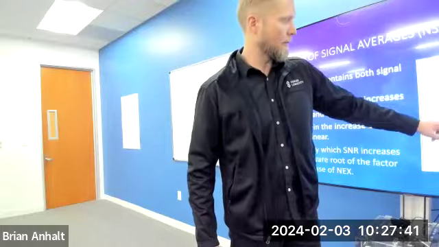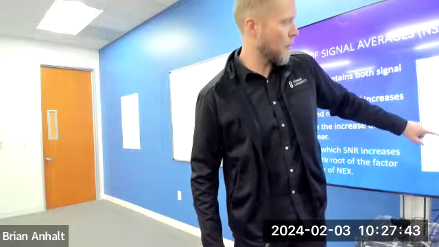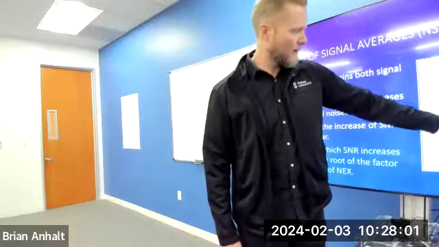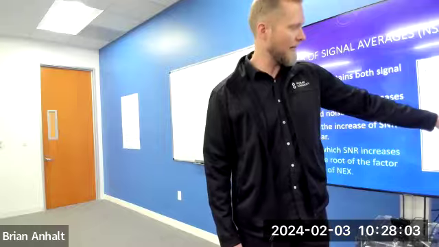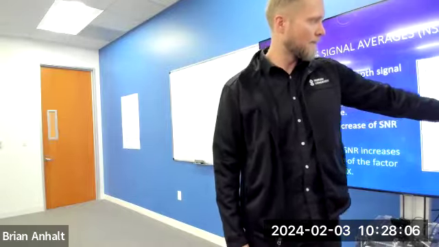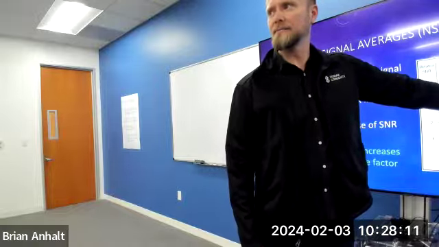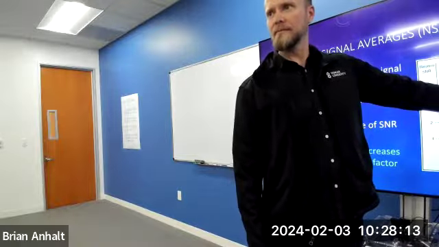From 1 to 2 to 3 to 4, right? If you quadruple your NEX, what is the square root of 4? Right? The square root is what times itself equals that number. So 2 times 2 equals 4, right? So by quadrupling my NEX, I get double the signal. And you can see here, we started off with 1, now we have 2, right? If I wanted 3 times the signal, what do I need to do? Go to 9, right? What's the square root of 9? 3. 3 times 3 equals 9. Right? So it's the square root.